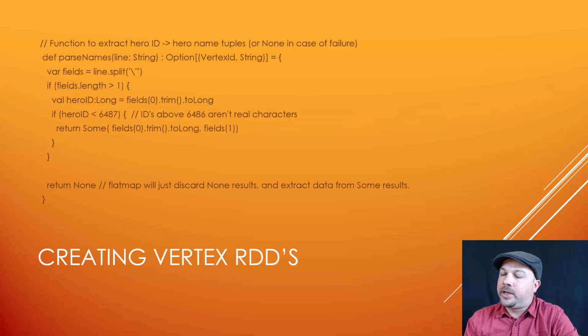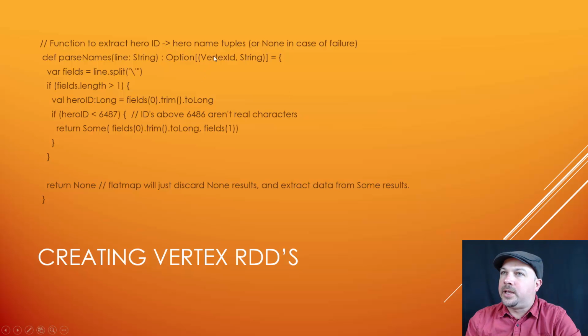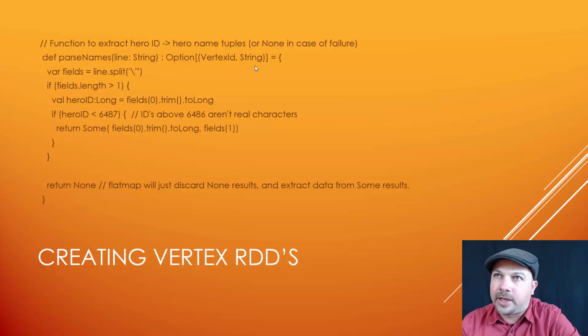In fact, when you're creating a vertex RDD, you're not really seeing a whole lot of GraphX-specific stuff here at all. The only thing that stands out here is the vertex ID type here. So what we're going to pass into FlatMap as we're creating our vertex RDD from the source data is a tuple of vertex IDs and strings, which in this case is just mapping superhero IDs to their names.